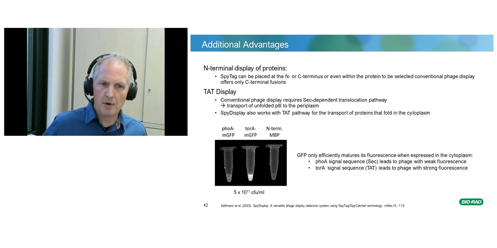And we showed this for GFP, which only efficiently matures in the cytoplasm and expresses its fluorescence. So if we use a signal sequence for the Sec pathway, then we get only very weak fluorescence, as shown by the tube on the left. The tube in the middle shows the TAT pathway, bright fluorescence, and on the right is the negative control.